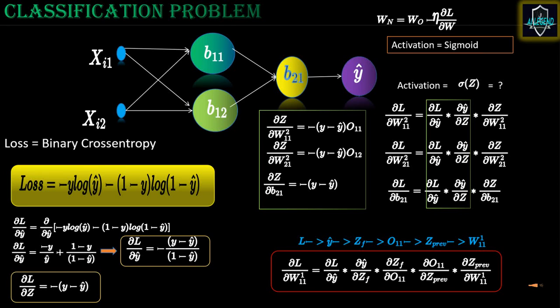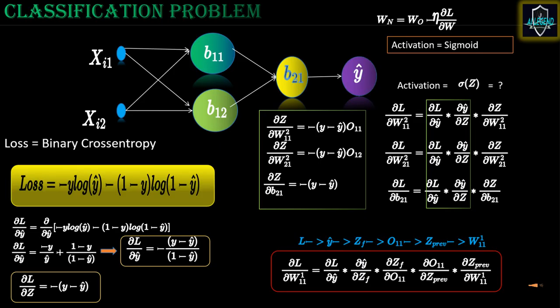Similarly, in all those, del L over del y hat and del y hat over del z. These two parameters are similar. So we have to find out 2 and 3. Total 5 parameters we have to find out here. Del z over del W211. In the second, del z over del W221. In the third, del z over del B21.